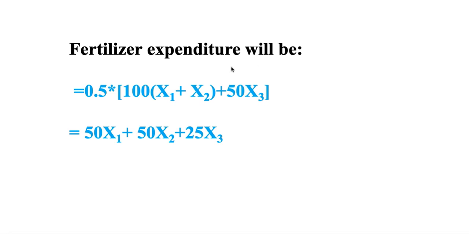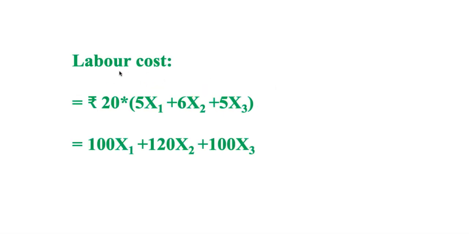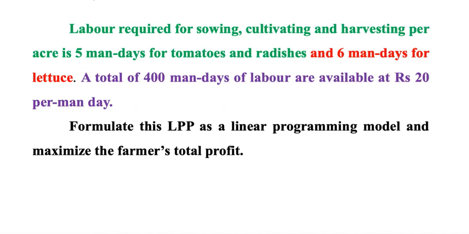Other than fertilizer expenditure, the farmer is also incurring some expenses in the form of labor. So let us go for the labor cost now. Let us see from the given information how we are going to calculate this. Now see here, this is the information. Labor required for sowing, cultivating and harvesting per acre is 5 man days for tomatoes. That is 5x1 is the total labor which is required for tomatoes, and 5 man days for radishes also, and 6 man days for lettuce, right?